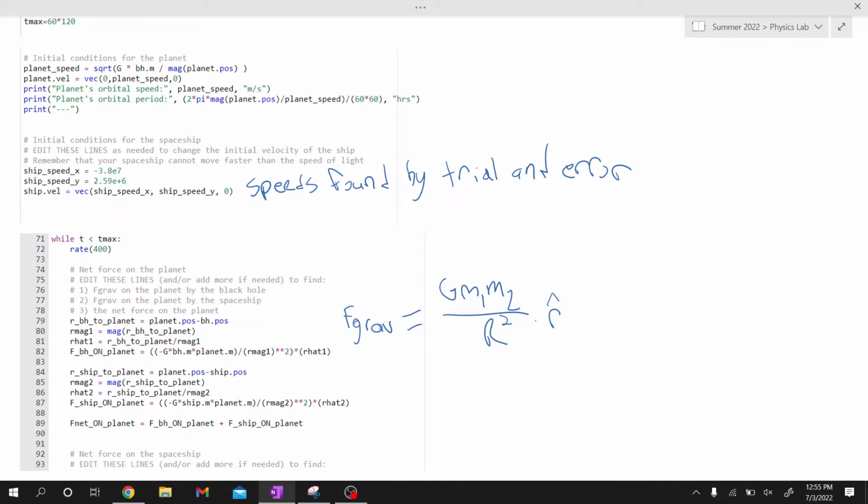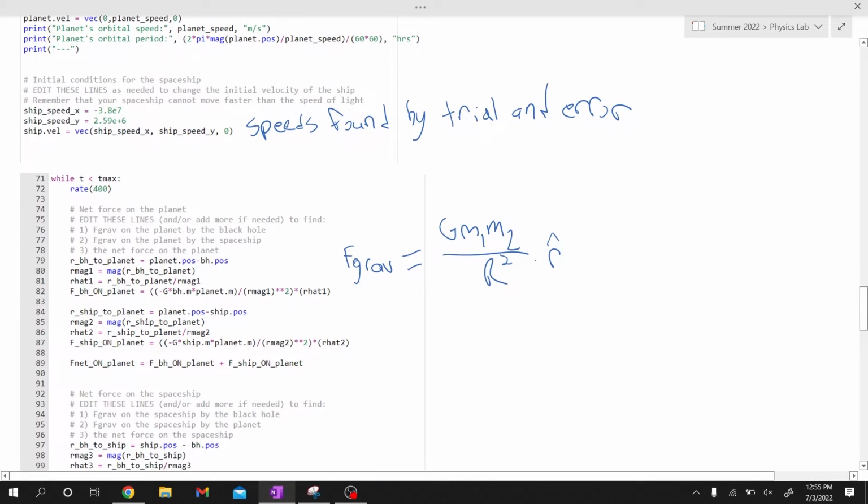We found our values through trial and error using computational modeling. Our speed in the x direction was negative 3.8 times 10 to the 7th meters per second, and our y direction was 2.59 times 10 to the 6th meters per second.